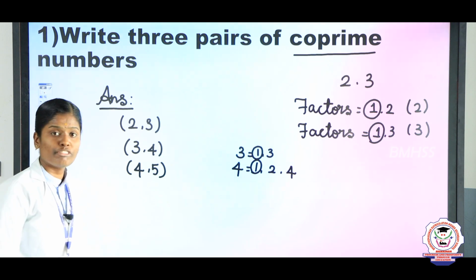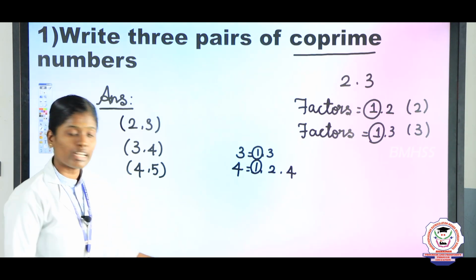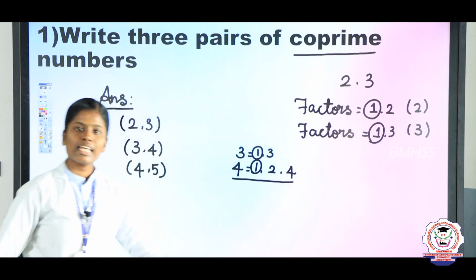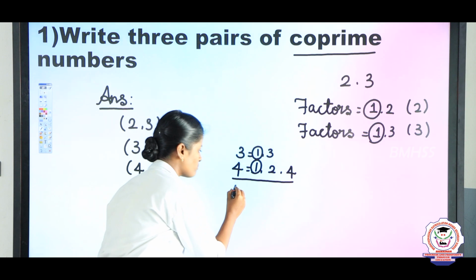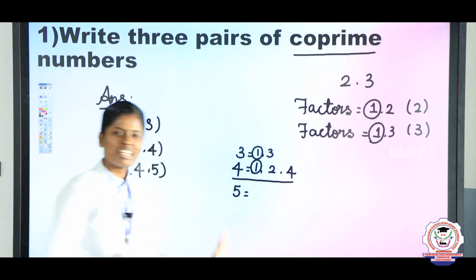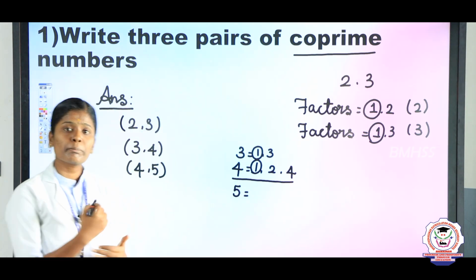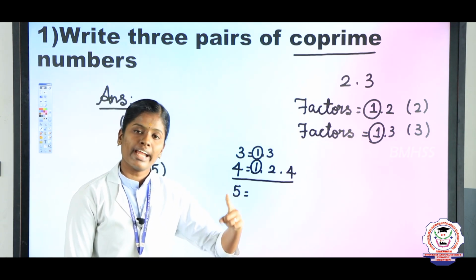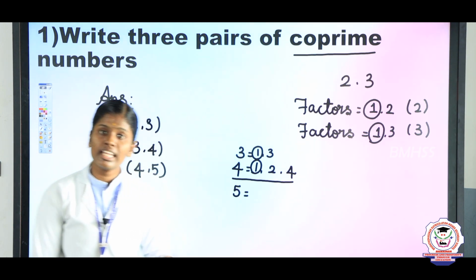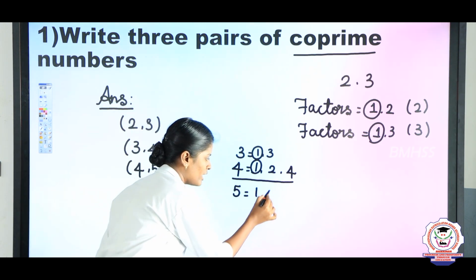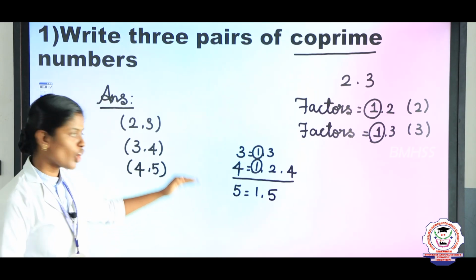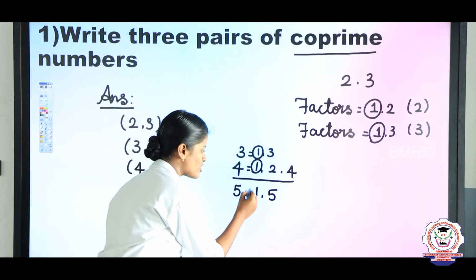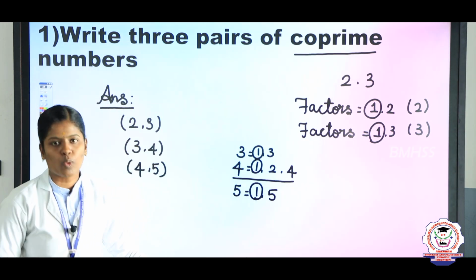Next we are going to find for 4, 5. The factors of 4 are 1, 2, 4. Next we will find the factors of 5. Here 5 is a prime number. So what does it mean by a prime number? A number having exactly 2 different factors, that is 1 and the number itself. So write 1, 5. Now we are going to find the common factors of 4 and 5. The answer is 1.